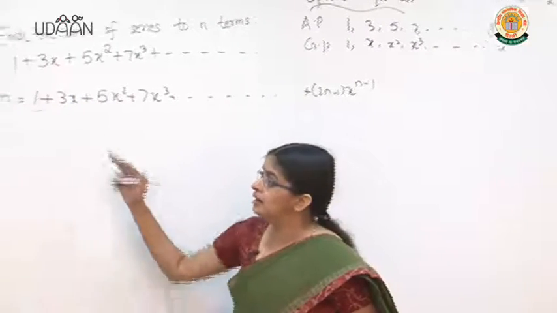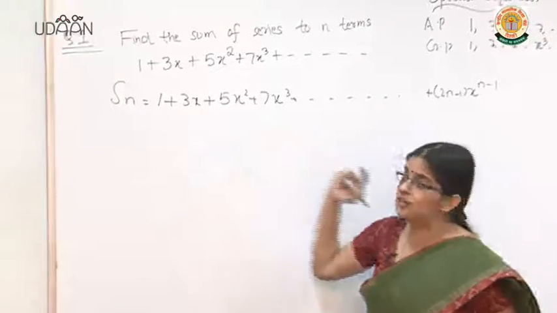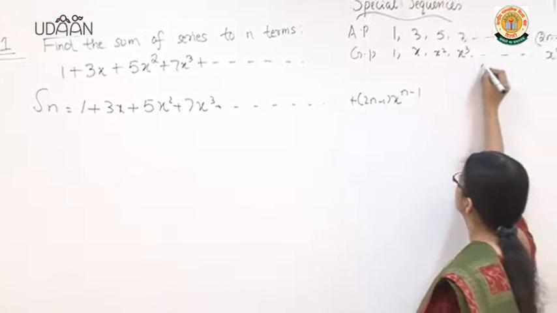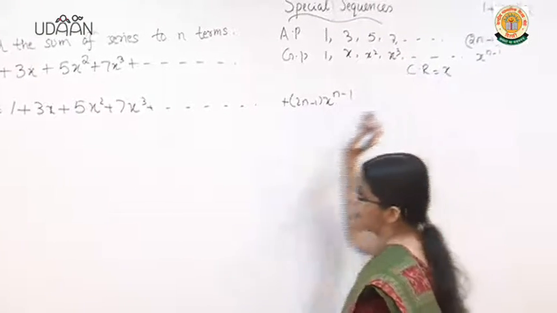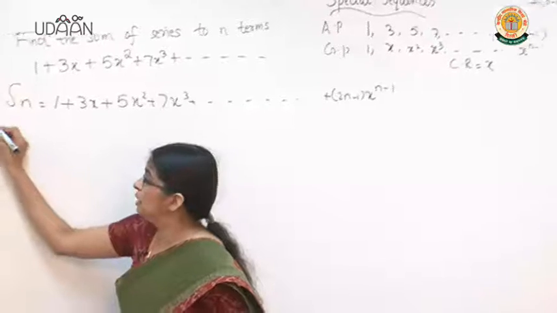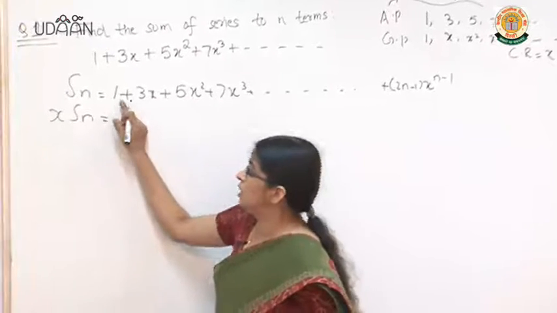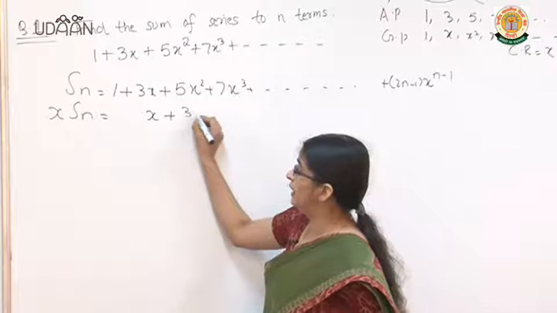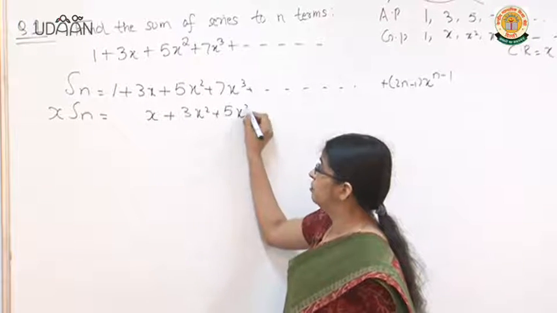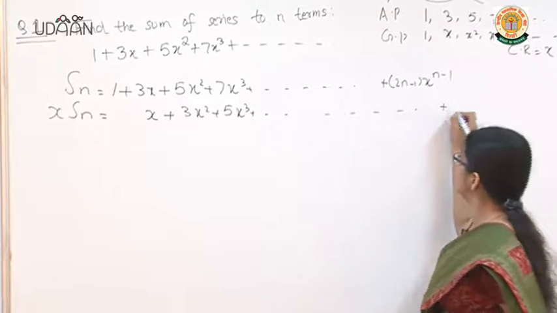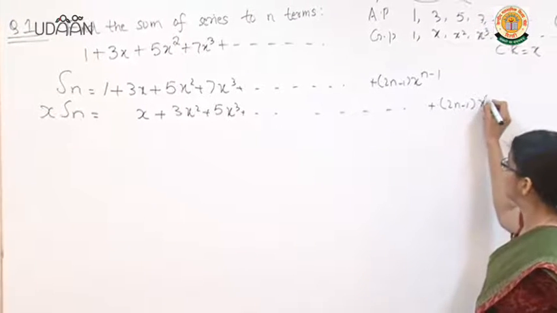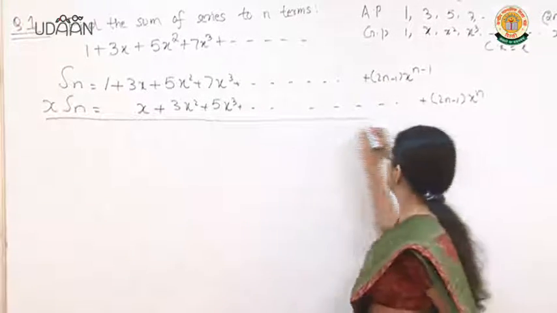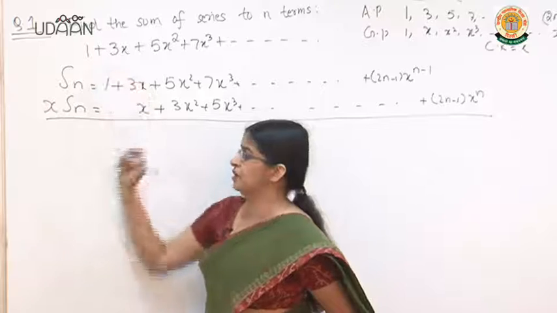We have to multiply both the sides by the common ratio of the geometric progression. We have the geometric progression 1, x, x square, etc. So, its common ratio is x. Multiply both the sides by the common ratio: x into Sn equal to, keeping like terms together, 1 into x, plus 3x into x, 3x square, plus 5x cube plus etc. Last term 2n minus 1 into x power n. What's the next step? Yes, subtract the second equation from the first.